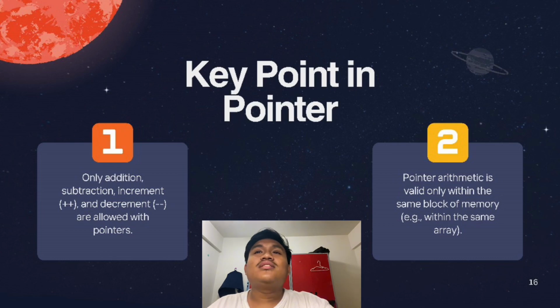Last but not least, key points in pointers. The key point: only addition, subtraction, increment and decrement are allowed with pointers. And number 2, pointer arithmetic is valid only within the same block of memory. For example, within the same array, only in the same array.